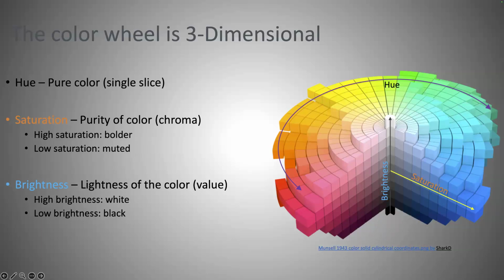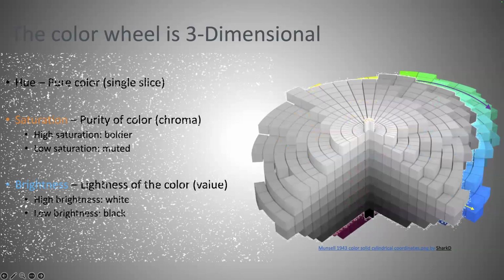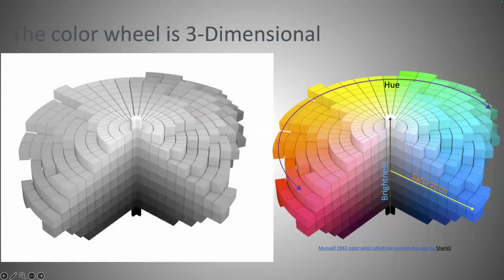So if we take away all of the saturation, just to show what the wheel looks like, you can see that each layer turns into a value of gray, and they're all that same level of brightness on each layer, right? Kind of an interesting thing, even though they look different in here, which we'll talk about more later.